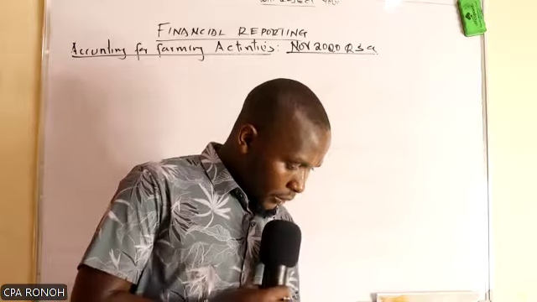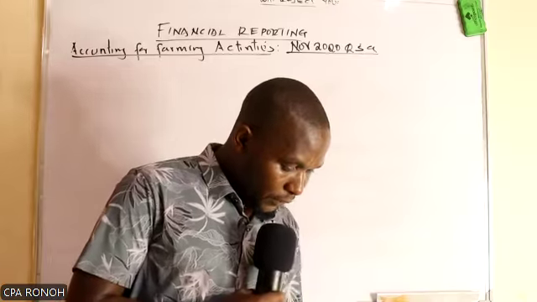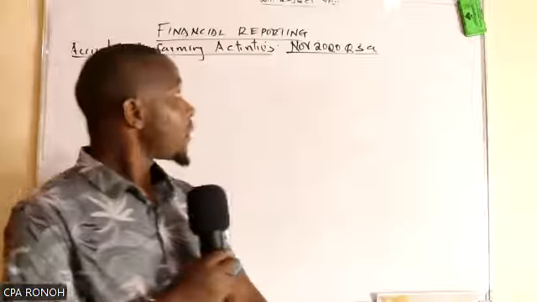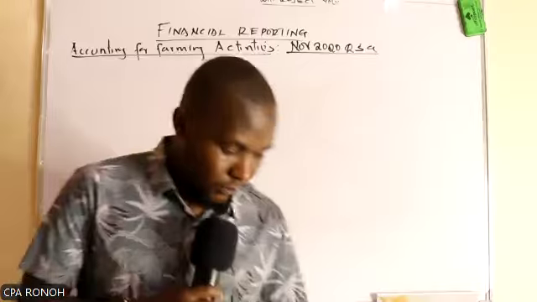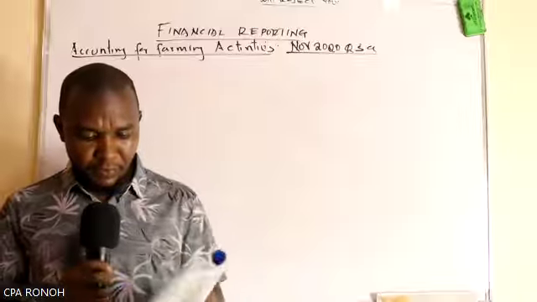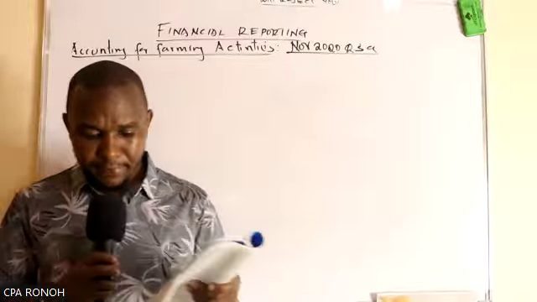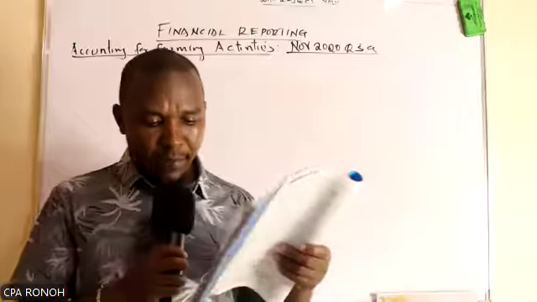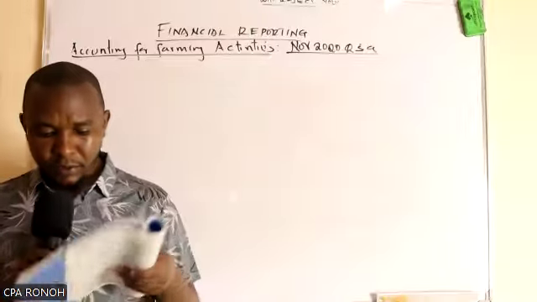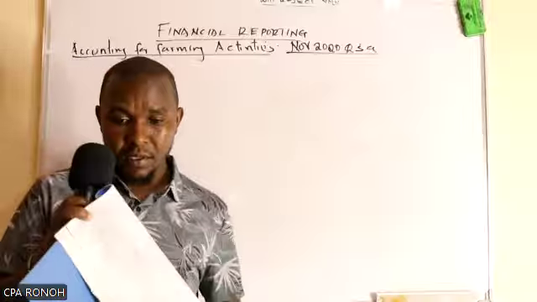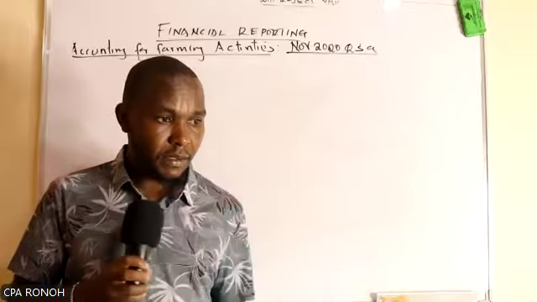Okay, sorry, so the question is for November 2020, question 5A. For question 5A, we have been told that the following trial balance was extracted from the books of David Wekesa, a farmer, as at 1st October 2019. So we have been given the trial balance there.